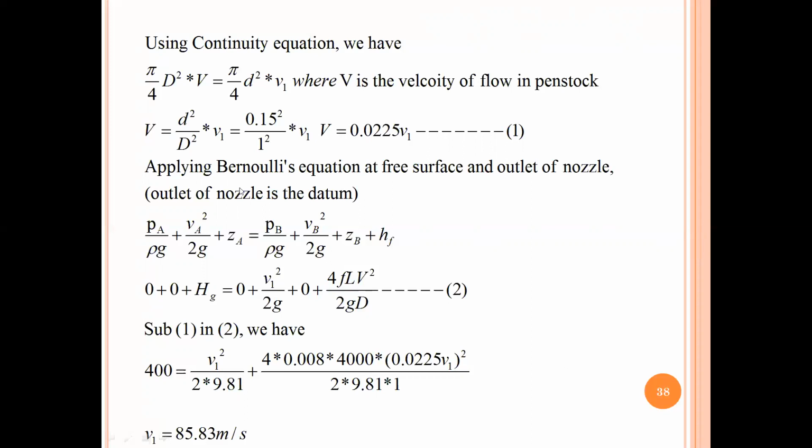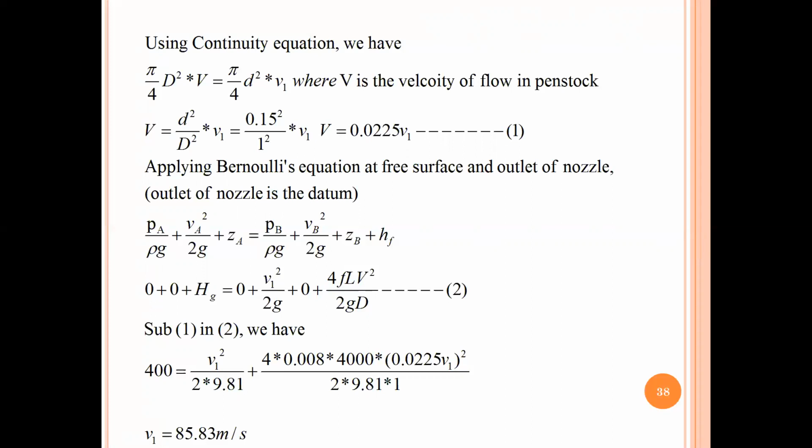Now next I'm applying Bernoulli's equation at the free surface and outlet of the nozzle. At the free surface, my pressure is atmospheric, and the reference of my pressure measurement is atmospheric. So I'm taking that pressure as 0. Remember, atmospheric pressure is not 0. My reference is atmospheric pressure.